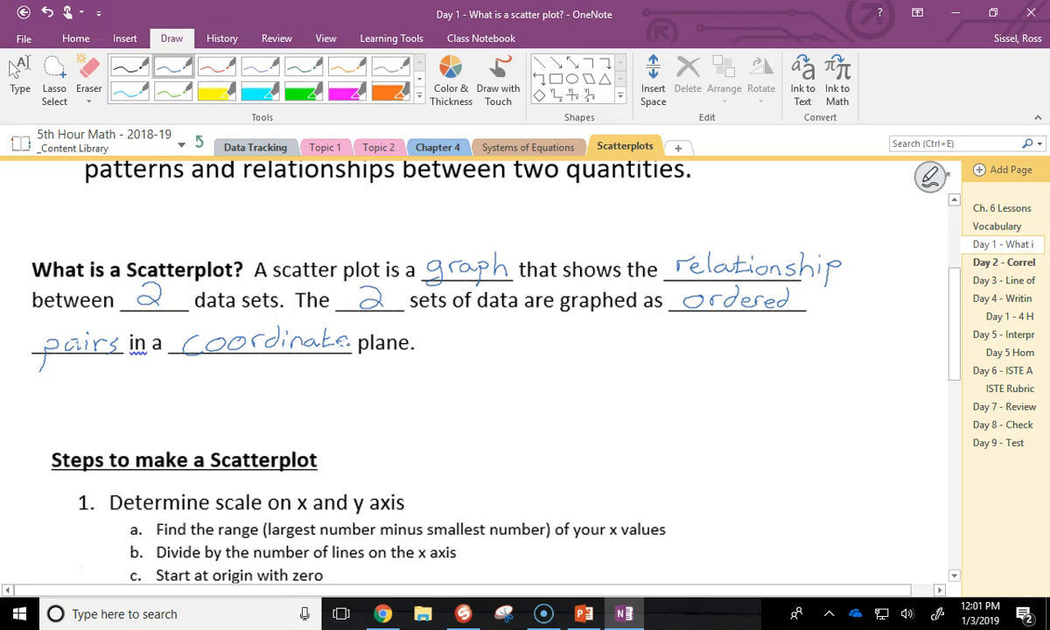So it doesn't always fit the whole little linear line. So we don't use those. We use something called a scatter plot.